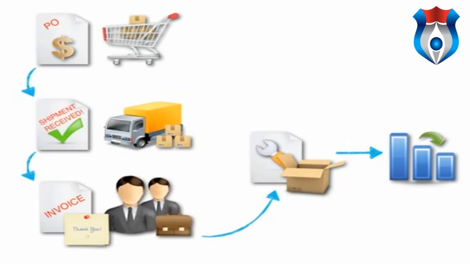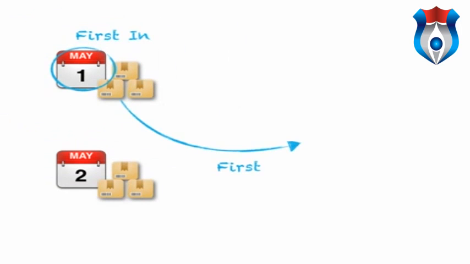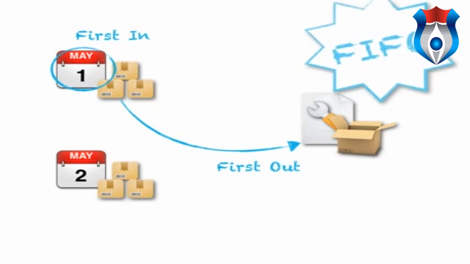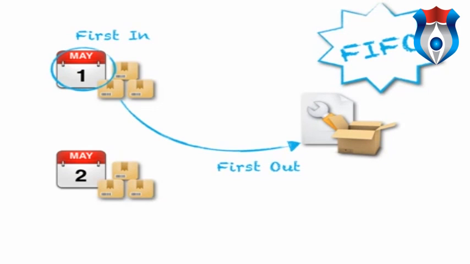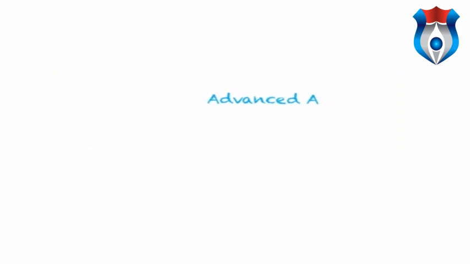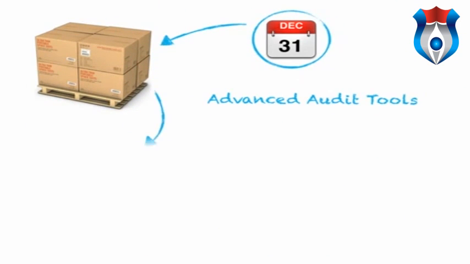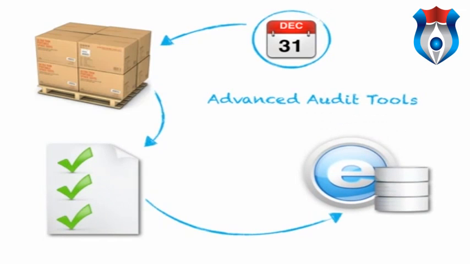Users can define reorder points and restock levels for each inventory item to help maintain stock levels as parts are used on the job. As stock levels are reduced and inventory parts are used on the job site, Elements uses the FIFO, first in, first out method of calculating the value of the remaining inventory on hand. Advanced audit tools in Elements provide the ability to perform end-of-year item counts and update inventory quantities on hand, helping to maintain accurate stock levels and valuations.